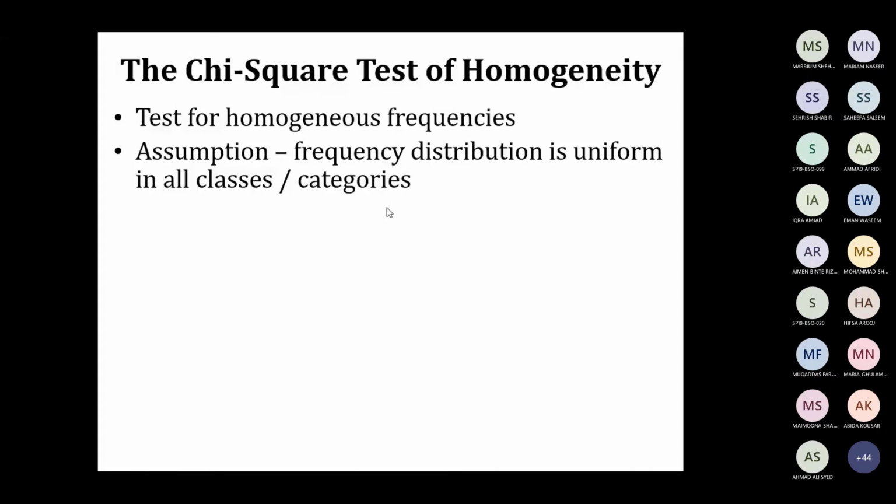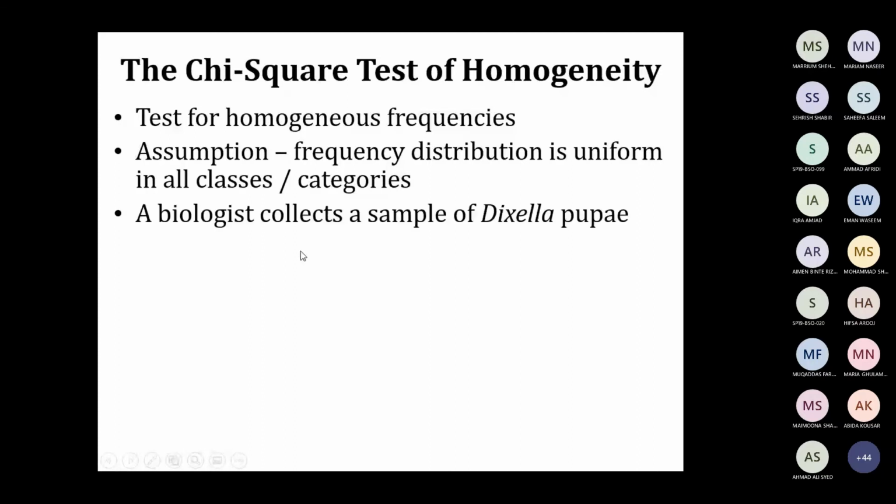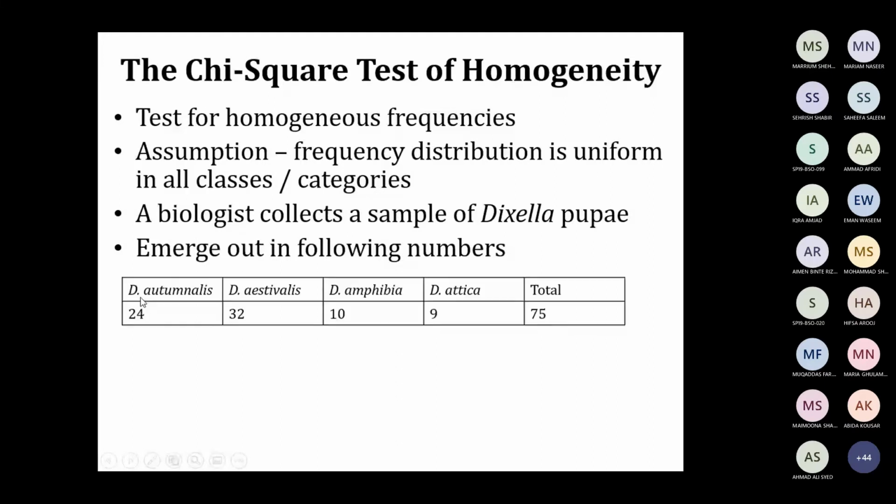So this is a condition in which we do the chi-square test of homogeneity, to check whether this distribution is homogeneous or not. For that purpose, we are going to take the example of the Dixella pupae. A biologist collects a sample of Dixella pupae from a pond, and these pupae emerge in the following numbers: Dixella autumnalis, 24; Dixella estivalis, 32; Dixella amphibia, 10; and Dixella erica, 9.